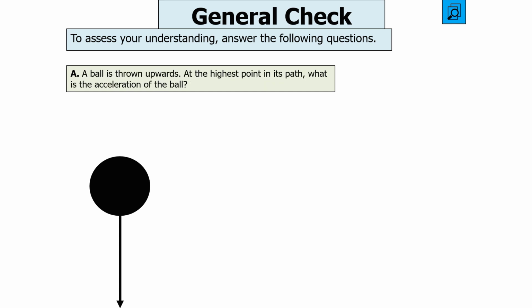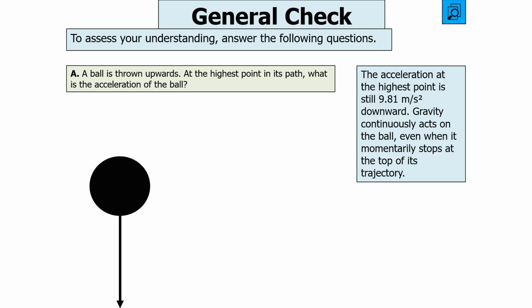A ball is thrown upwards. At the highest point in its path, what is the acceleration of the ball? So pause the video now, then unpause the video when you want to go through your answer. The acceleration at the highest point is still 9.81 meters per second squared downwards. Gravity will continuously act on the ball even when it momentarily stops at the top of its trajectory.